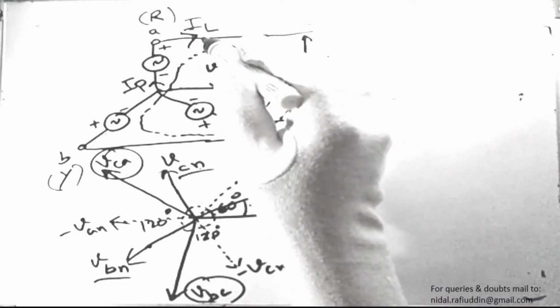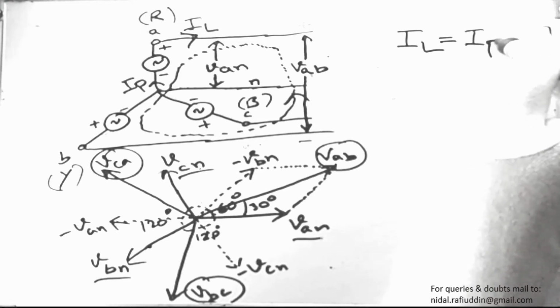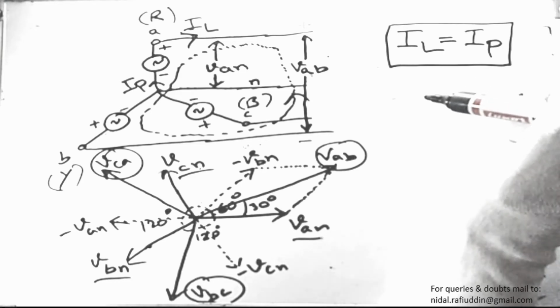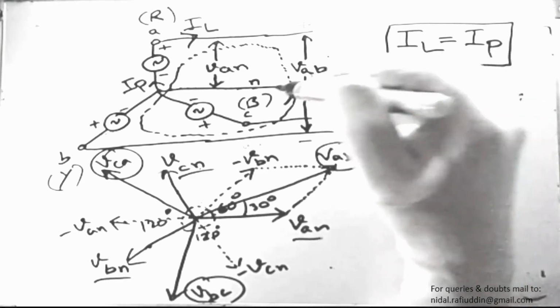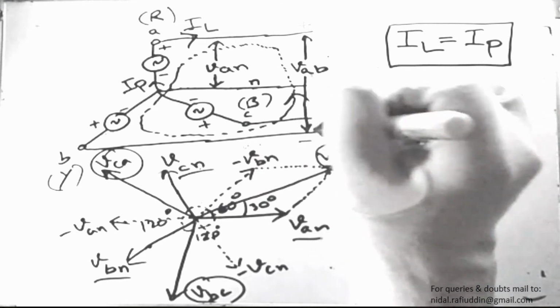And since at this particular node A there is no other path for the current to flow, the current that comes out from neutral and moves towards A has only one path, the line through which it has to flow. This means that IL in case of a star connected system will be equal to IP, which is, line current is always equal to phase current in case of star connected three phase systems. This holds for all the phases. The phase current that flows through each of these phases will go through their respective lines.